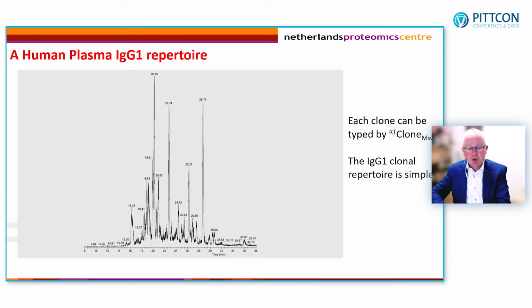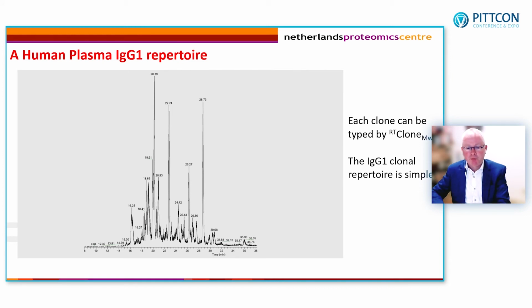So with this, we go over this whole LCMS trace, and our mass spectrometer allows us now to identify the mass and retention time of each clone. And we say, okay, the antibodies that we see, we can type them by their retention time, and we can type them by their molecular weight. And if they have a unique mass and a unique retention time, we call this a clone. So how many clones are then present in such an antibody repertoire?